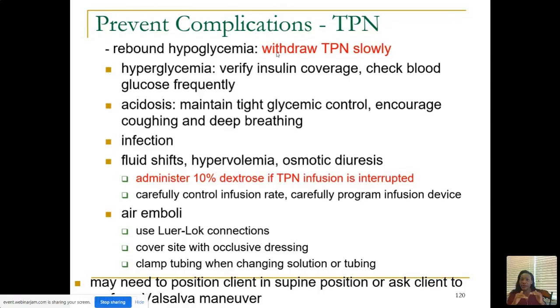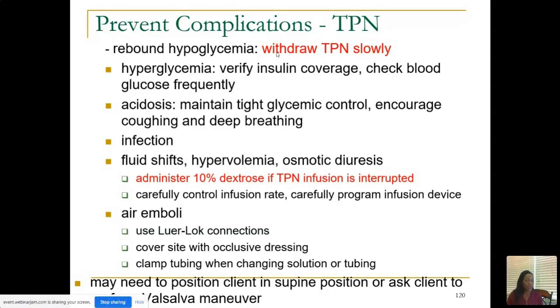Because whenever you cold turkey somebody off of something, the body tries to compensate. Think about it. I've been on this medication for however long, all of a sudden nothing. No, you've got to gradually take them down. So now imagine you can't get your next bag of TPN. That is cold turkeying somebody. You need to hang sugar. That's the answer to that NCLEX question. Hang 10% dextrose if TPN is interrupted.